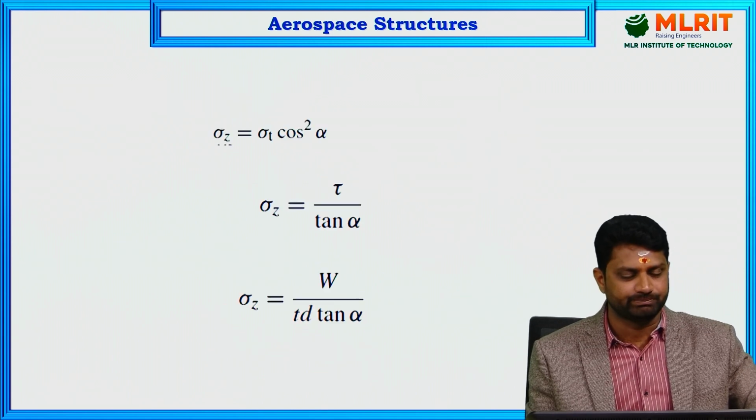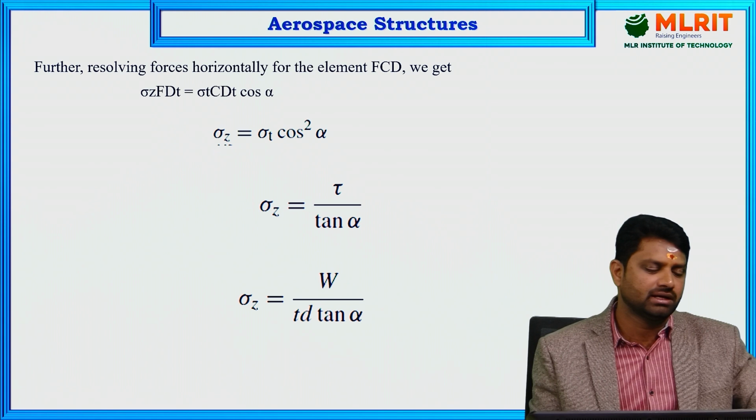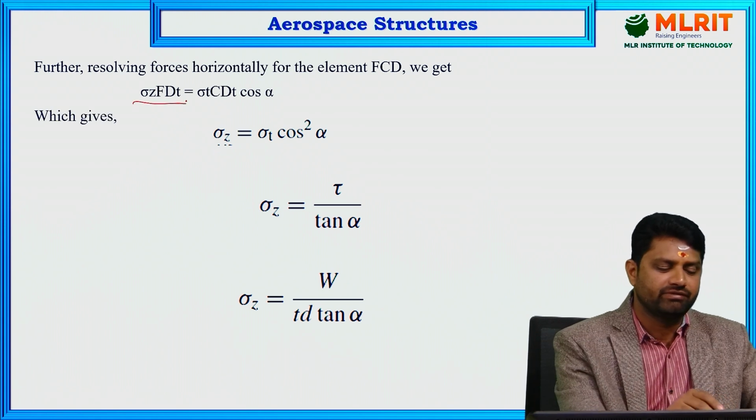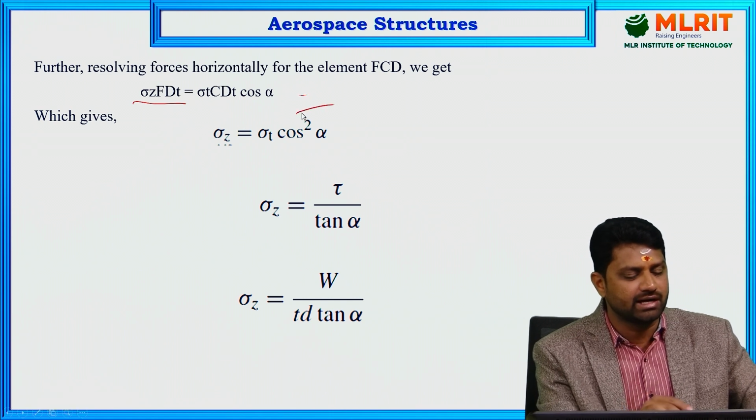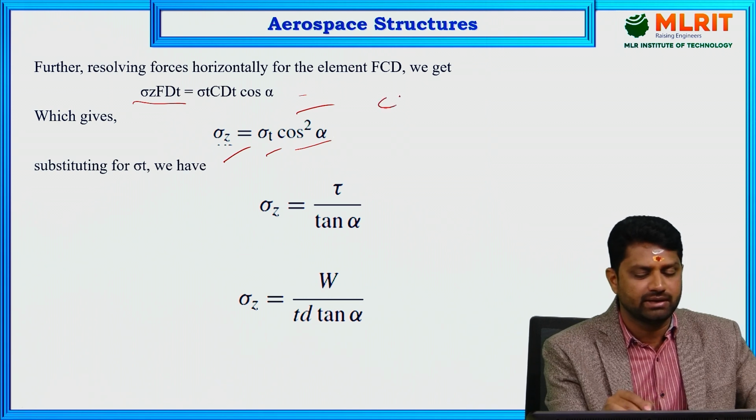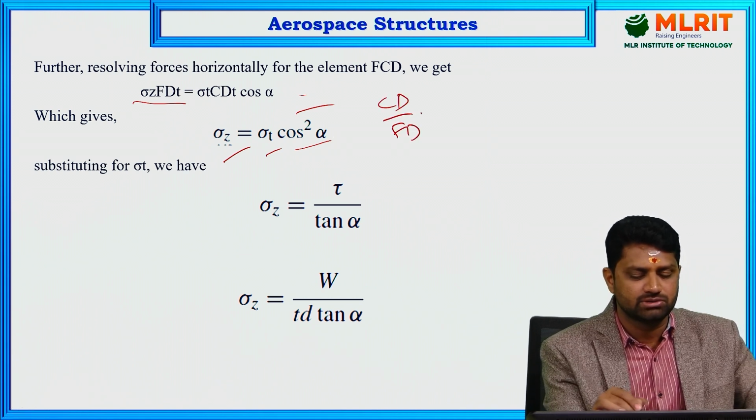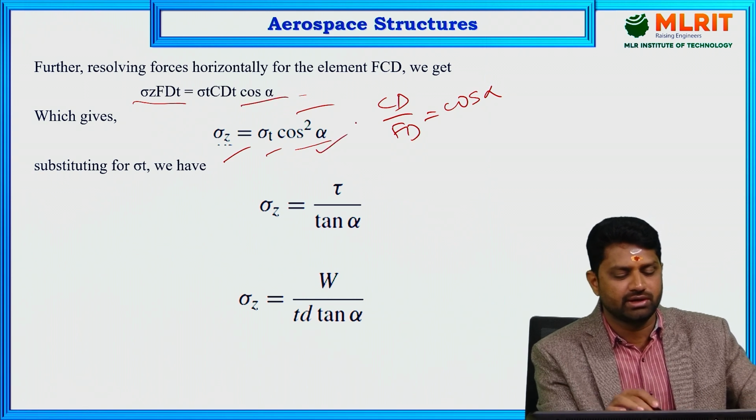So this is the formula that we got, which is nothing but the tensile stress corresponding to the diagonal tension, sigma T equals 2W by t d into sin 2 alpha. In a similar manner, if you resolve horizontally on the element, you get sigma z into FD into t equals sigma T into CD into t into cos alpha, and you can write sigma z as sigma T into cos squared alpha, because CD by FD can be written as cos alpha. So cos alpha with another cos alpha gives cos squared alpha.